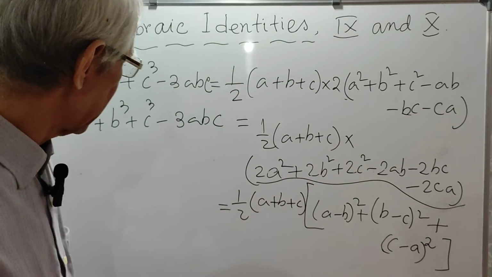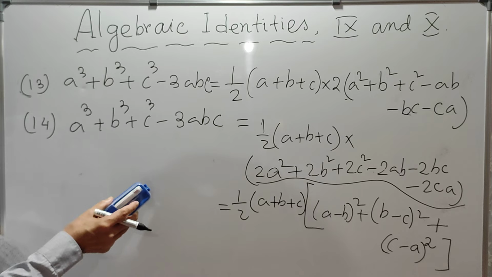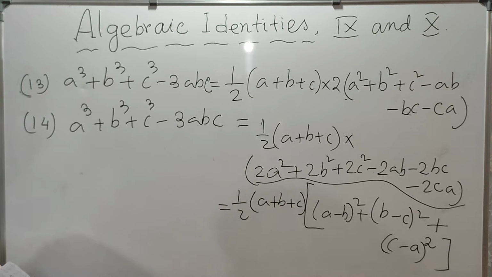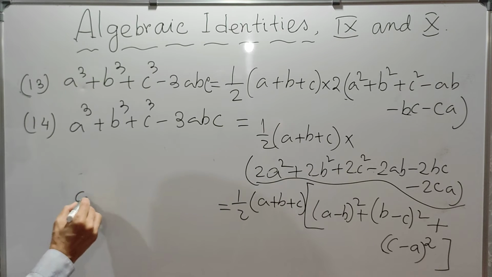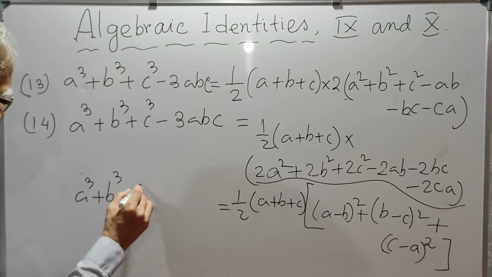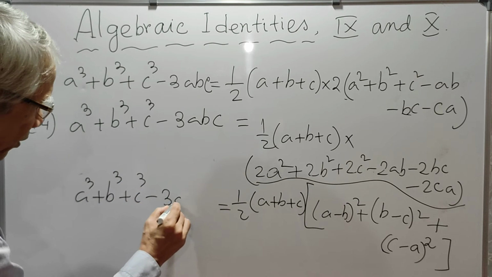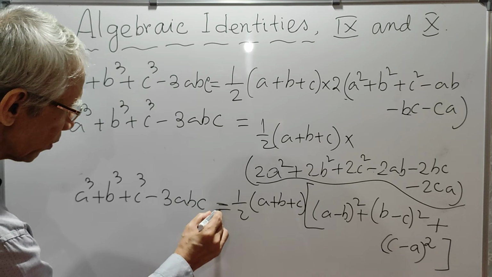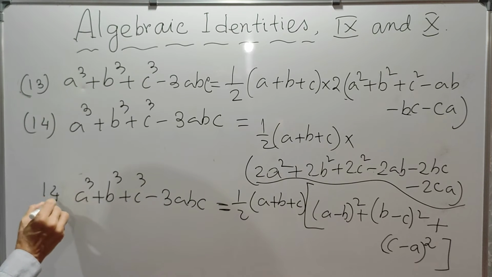So this is the 14th identity. So what is the 14th identity? A cube plus b cube plus c cube minus thrice abc is equal to this. This is the 14th identity.